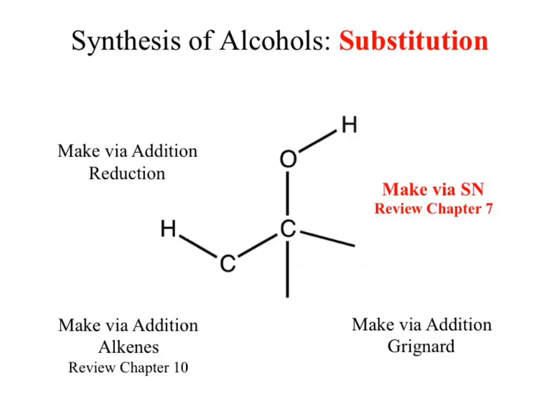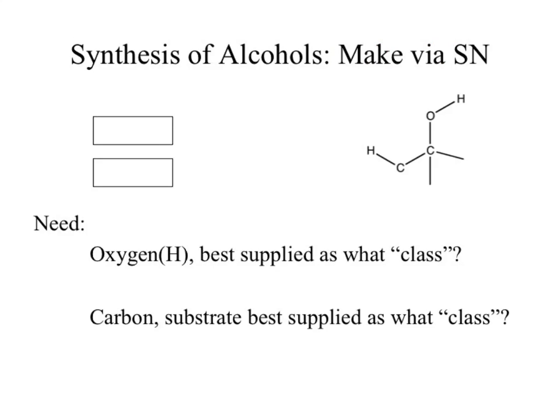Whoops. So here's our whirlwind roll through our synthesis of alcohols, our substitution. So this is ultimately our chapter 7, which goes all the way back to our different types of mechanisms, both our SN1 and our SN2. So if we take a look at this alcohol, we need to supply the oxygen and our hydrogen. As what class is that going to be supplied?